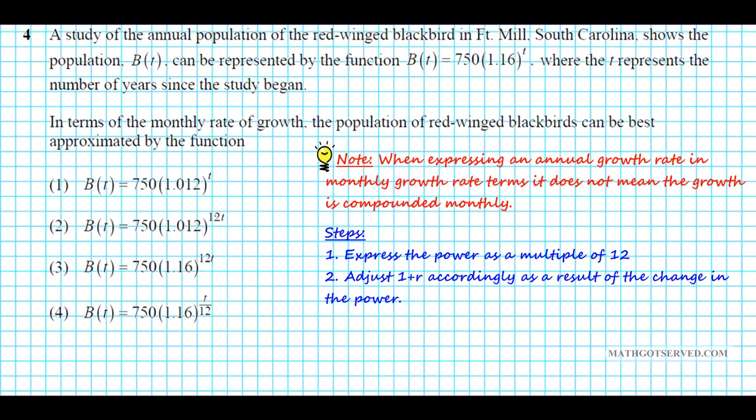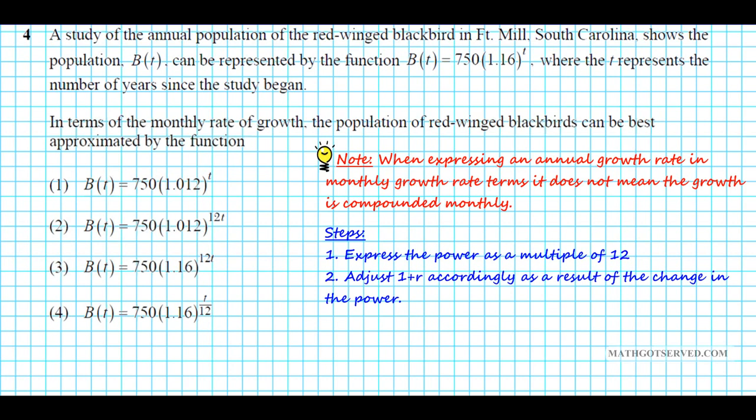All right, let's take a look at problem number 4. It reads, a study of the annual population of the red-winged blackbird in Fort Mill, South Carolina, shows the population B of t can be represented by the function B of t equals 750 times 1.16 to the t, where t represents the number of years since the study began. In terms of the monthly rate of growth, the population of the red-winged blackbirds can be best approximated by the function.